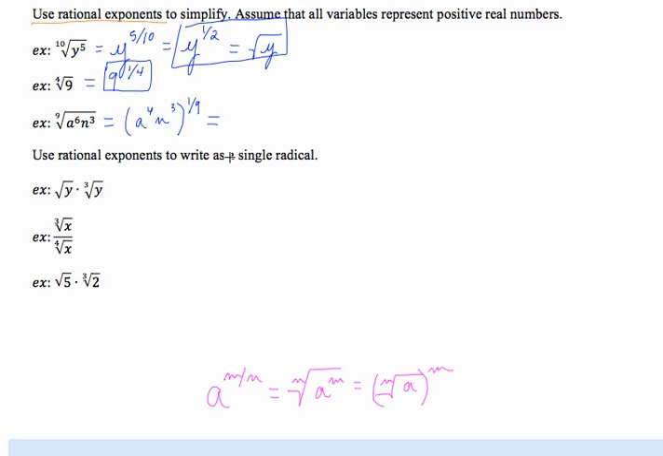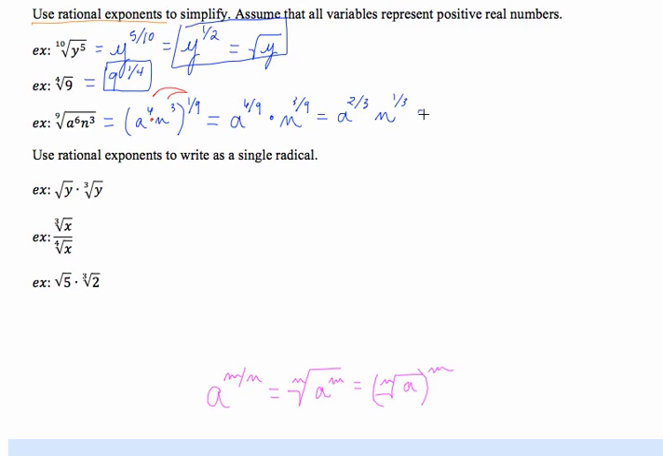Then from here it looks like we could distribute. The 1/9 goes to both things inside because we're multiplying those together on the inside. So that would be a to the 6/9, we use 6 times 1/9, times n to the 3 times a 9th is 3/9. And then from here we can simplify because both of those fractions reduce. So that's a to the 2/3 times n to the 1/3.